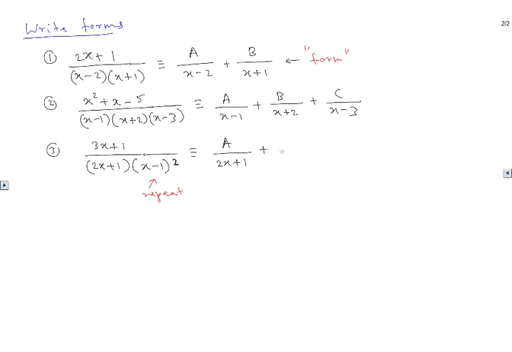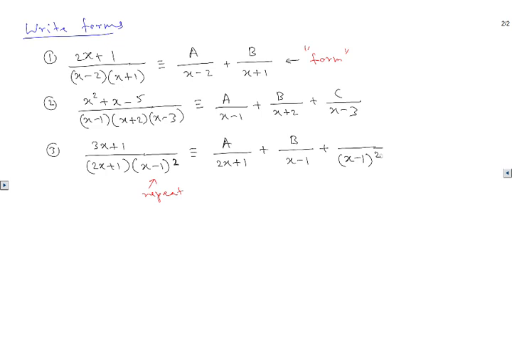For the second one, if you see a repeated factor, we write all the factors starting with the lowest power. The lowest power is 1, so we write (x - 1), and the numerator has to be B. Then the next factor is (x - 1) squared. You can see that this is squared, meaning degree 2. In theory, if it is degree 2, the numerator has to be degree 1, a linear factor. But we don't want to do that.